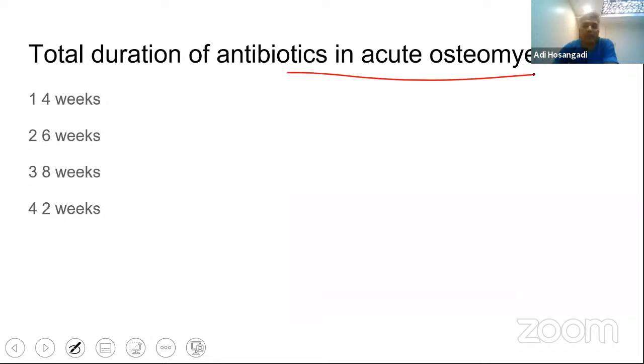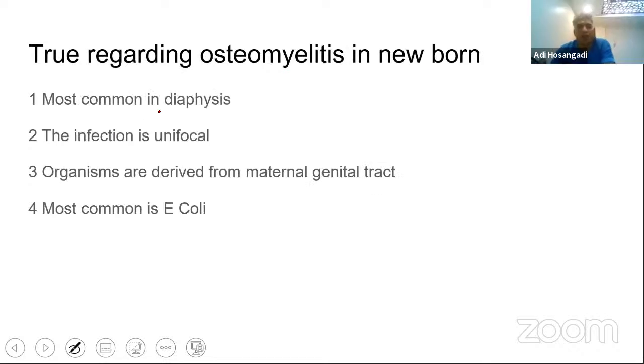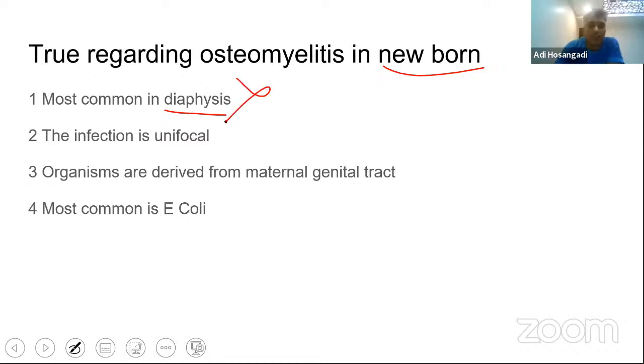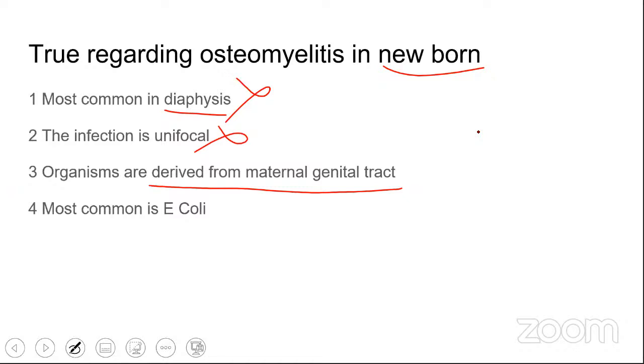Total duration of antibiotics in acute osteomyelitis? 6 weeks. Okay, good. True regarding osteomyelitis in the newborn. Most common in diaphysis, true or false? False. Very good. Infection is unifocal. In newborn, the chances of multifocal infections are very, very high. Organisms are derived from maternal genital tract. True. Very good. E. coli is wrong.